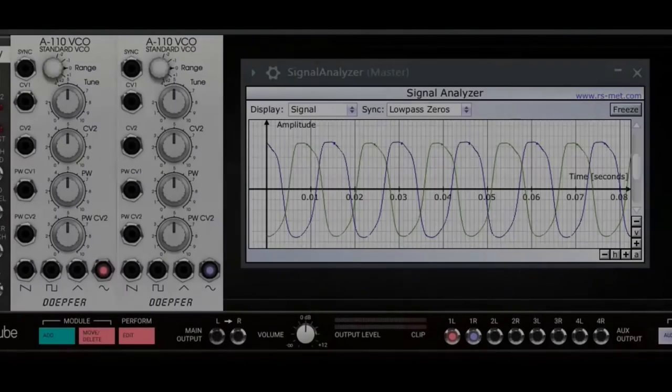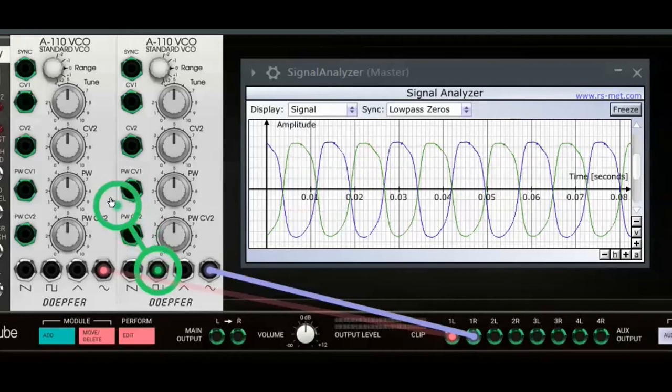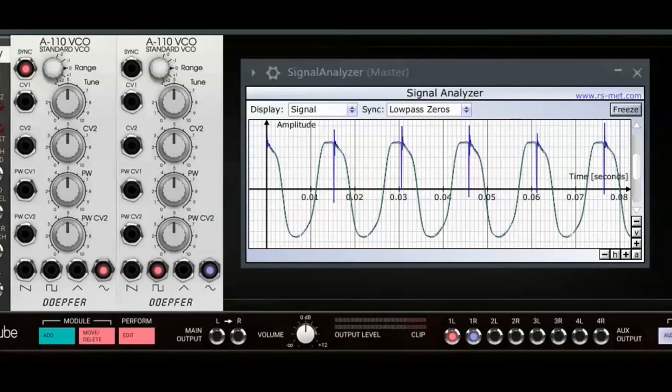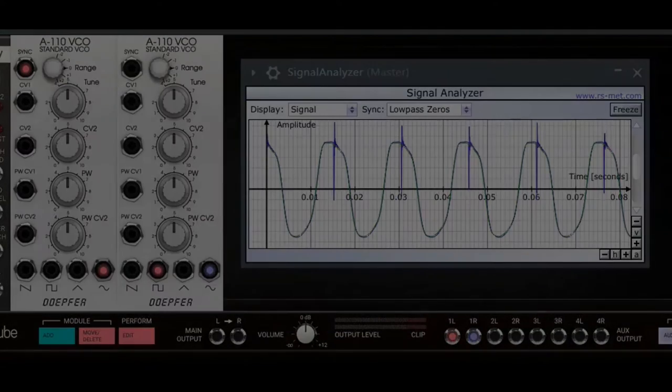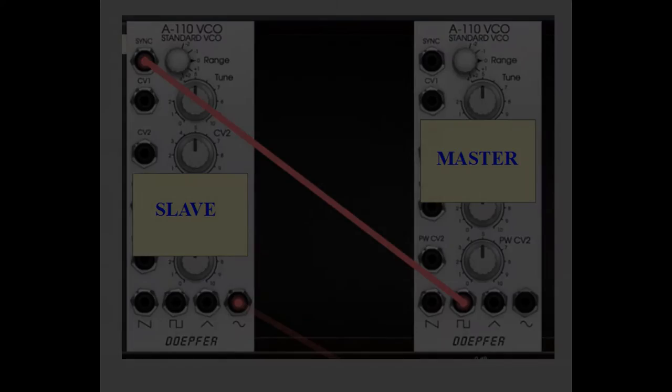But when I connect the square output of one oscillator and the sync input of the other, there is no phase drift anymore. The right oscillator synchronizes the left one. The right oscillator is called the master because it forces the left oscillator, called the slave, to start its cycle when the master wants to.